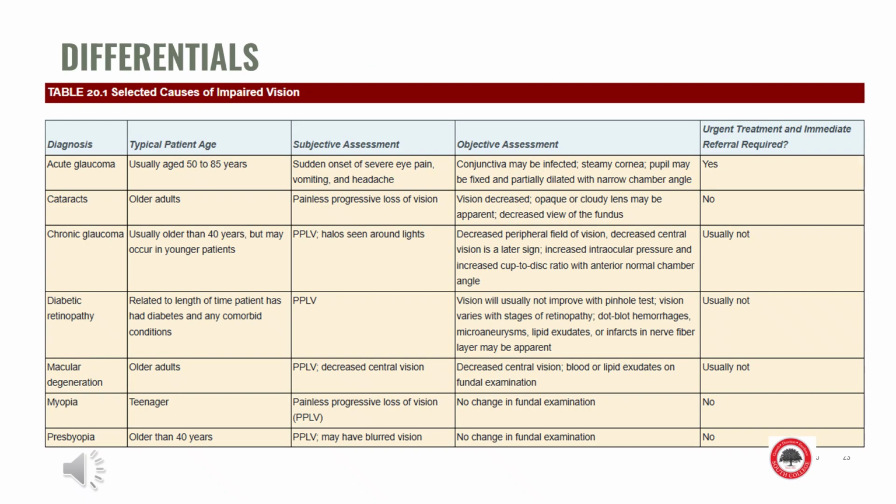This chart is from your textbook. It just shows different differentials for causes of impaired vision, and you can read that over to get the global picture.